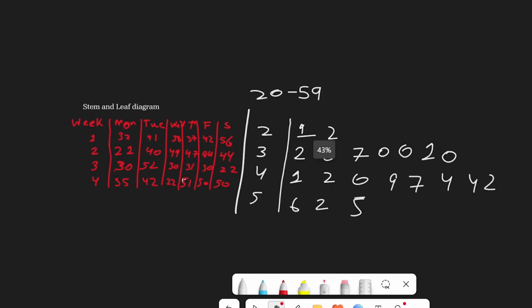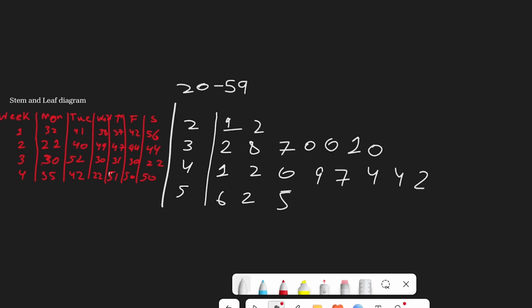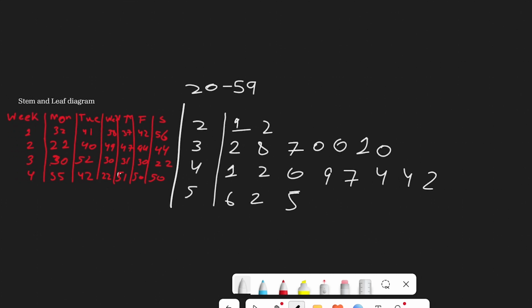Now see, there are so many values of 40s in this range. That just tells us that most of the time the cars are in the range of 40 to 50. That is how it helps. Okay, let's just complete it. 55, then we had 42, then we have 22. Okay, 22, then we would have 51, 50 and 50.